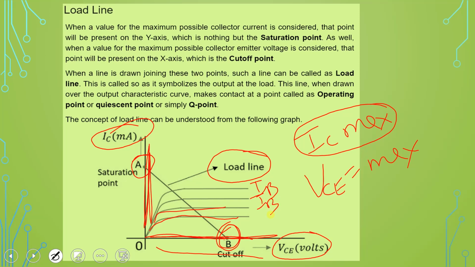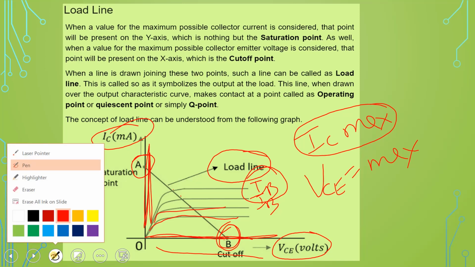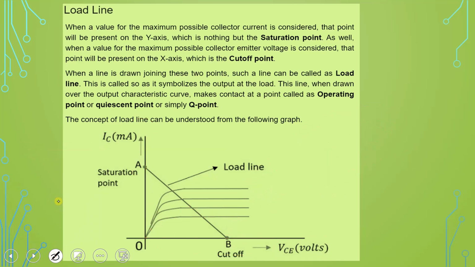So it makes contact with these points. These contact points are called operating points. But we have to choose the best operating point, which we will discuss later on. The touching point or the contact point of the IB current curve and this load line is called our Q point. Okay. So from here we understand the concept of load line.